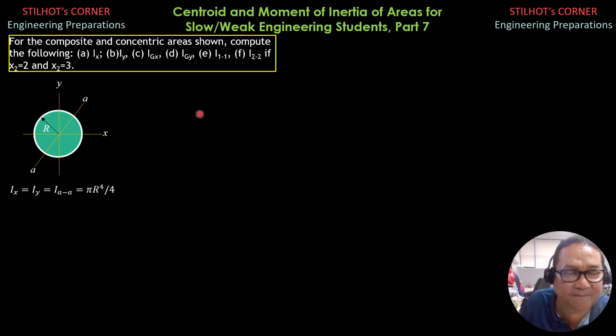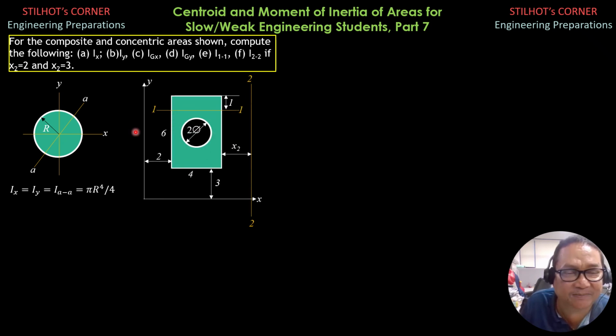So this is the problem at the right. These figures are concentric, meaning they have the same common center. So the centroid therefore is at the geometric center of the two figures. Here, the dimensions of the rectangle are 4 by 6, the diameter of the circle is 2 units, meaning the radius is 1.